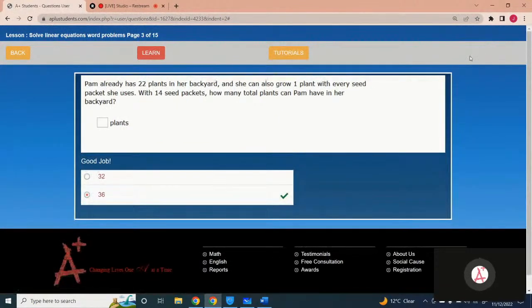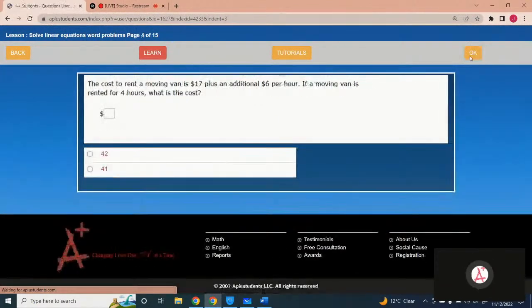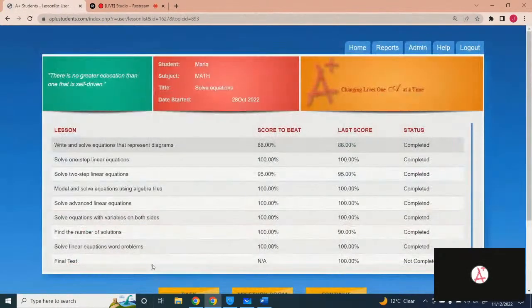Okay, you can complete the test by yourself later today. So I'm going to start with the final test of the chapter. So let's start with the final test of the chapter. Just click on the back button. Let's start with the final test of the topic.